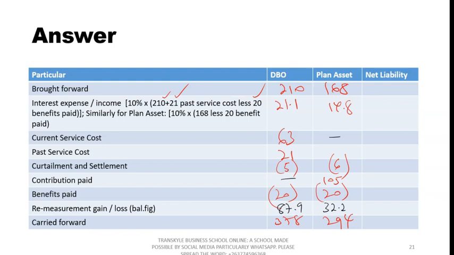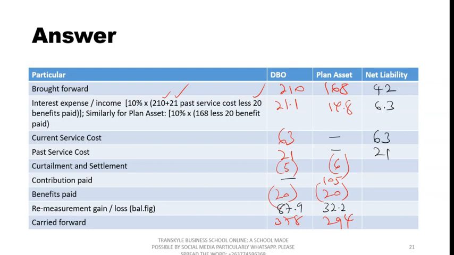So, for example, the difference between the balance brought forward for the DBO and the plan asset. That's 210 minus 168, and we get 42 as usual. And then here we get 6.3, and here that's 63. And for the past service cost, we get our 21. And here the curtailment and settlement.